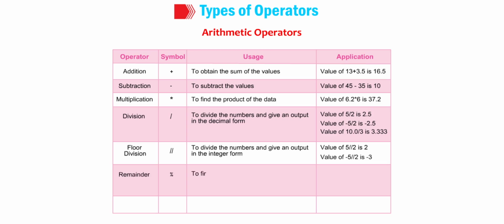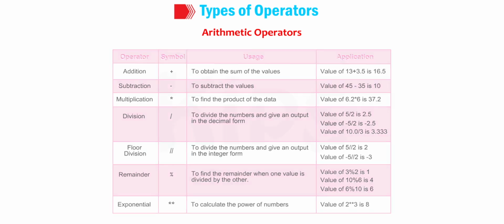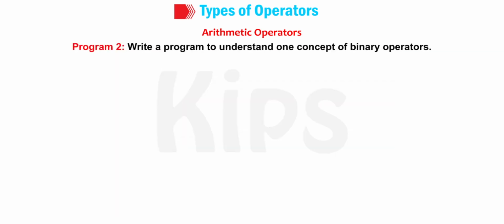Remainder. To find the remainder when one value is divided by the other. Value of 3%2 is 1. Value of 10%6 is 4. Value of 6%10 is 6. Exponential. To calculate the power of numbers, value of 2**3 is 8. Program 2. Write a program to understand the concept of binary operators.